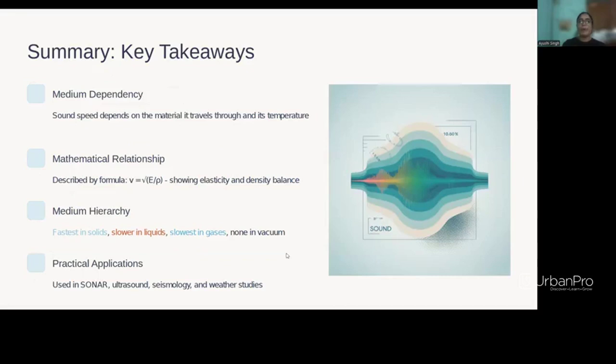Now we talked about the medium dependency. We have discussed that earlier also. We talked about the mathematical relationship. Just ignore this one because we haven't gone through it; we'll do this in our sessions. For now, I'm just cutting it down. So we talked about elasticity and density, right? We talked about the hierarchy, that sound travels fastest in solids and slowest in gases, and also some applications we have seen. So this chapter is very, very interesting. In classes, we'll talk about it in a lot of depth.